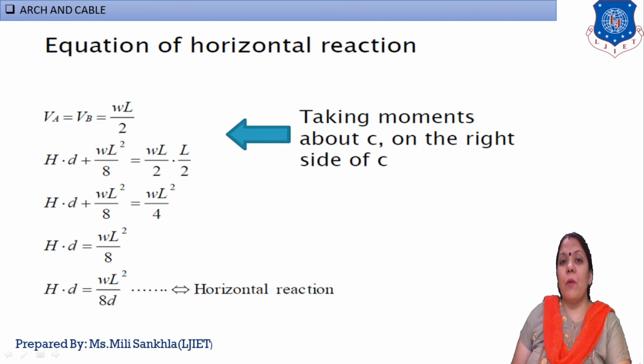Now taking moment about C: VA into L by 2 minus H into D, and load W into L by 2 and L by 4, that is WL square by 8. After simplification, our answer for H, the horizontal reaction for the suspension cable, is equal to WL square by 8D. Here we cancel the H, because it is transferred to the denominator. Our answer for the horizontal reaction H is WL square by 8D, and this is the horizontal reaction for the cable.